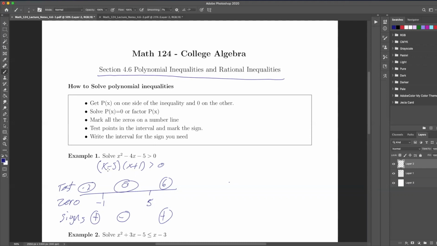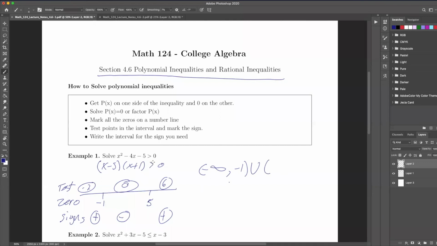So here we found the zeros, which would be 5 and -1. We're just going to pick points in each of the intervals that we have, because this will split my number line, right? So I'm going to pick something to the left of it, -2, something in the middle, 0, and something to the right, which is 6. So notice here I want greater than. So since I want greater than, I'm just going to choose the intervals which are positive. So here would be everything up to -1, so -infinity to -1, union from 5 to infinity.